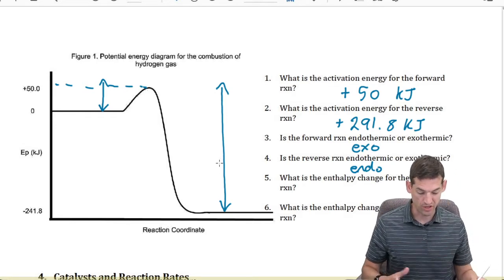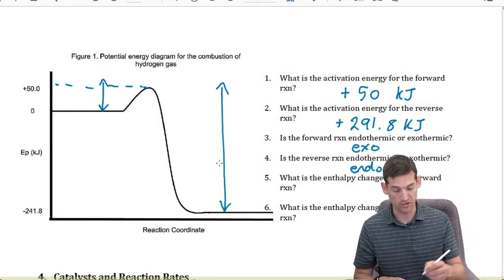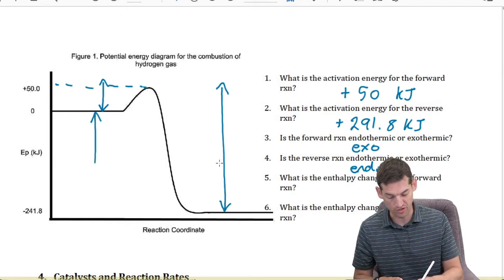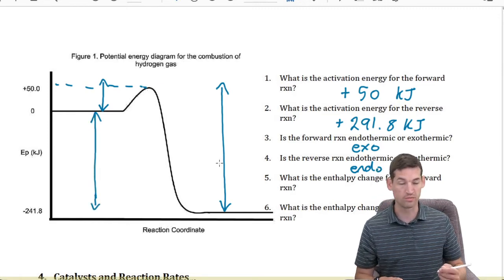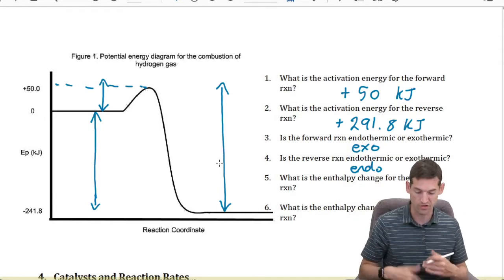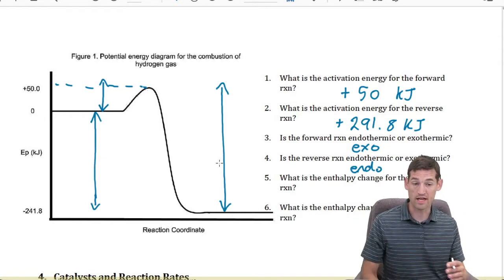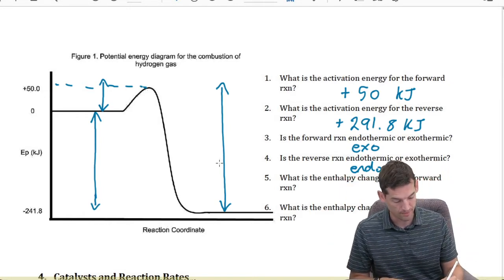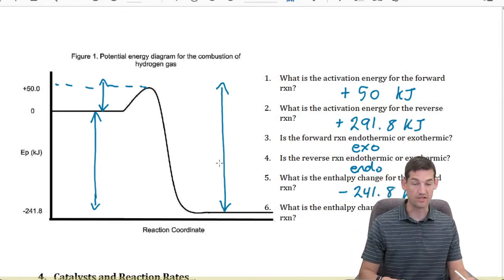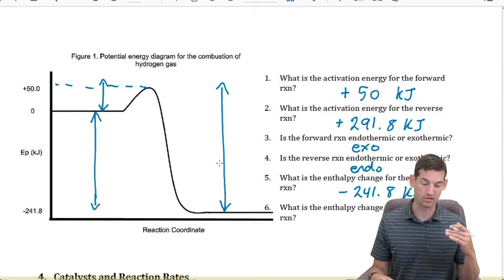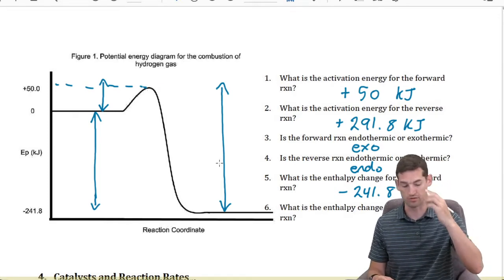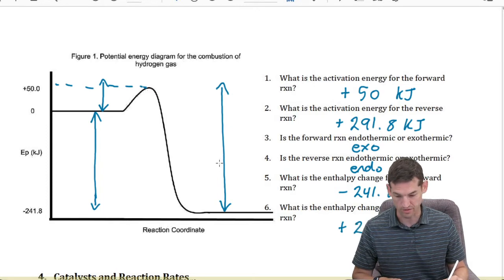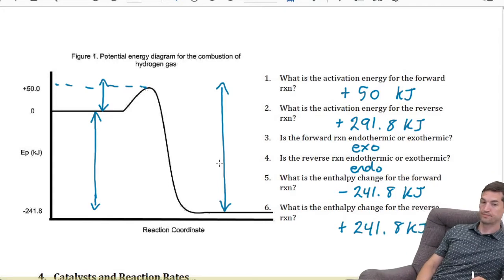What's the enthalpy change for the forward reaction? So remember, enthalpy change is delta H. It's from start to finish, not from start to highest point, from start to finish. So for the forward reaction, we're going to go from 0 down to negative 241.8. So that's a negative 241.8 kilojoules. And for the reverse reaction, we would start at negative and go up to 0. So that one's going to be a positive 241.8 kilojoules. Like that.